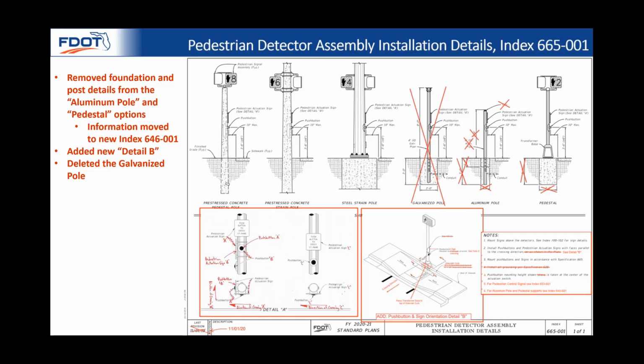Similar to index 653.001, 665.001 has brought about confusion regarding the foundation requirements and payment for aluminum pole and pedestal supports for pedestrian signal detectors. So we relocated the information to the new index 646.001 to clarify the intent, as installation and payment information is covered by spec 646. We deleted information specific to the aluminum pole and pedestrian supports. These are also included in the 646 index.